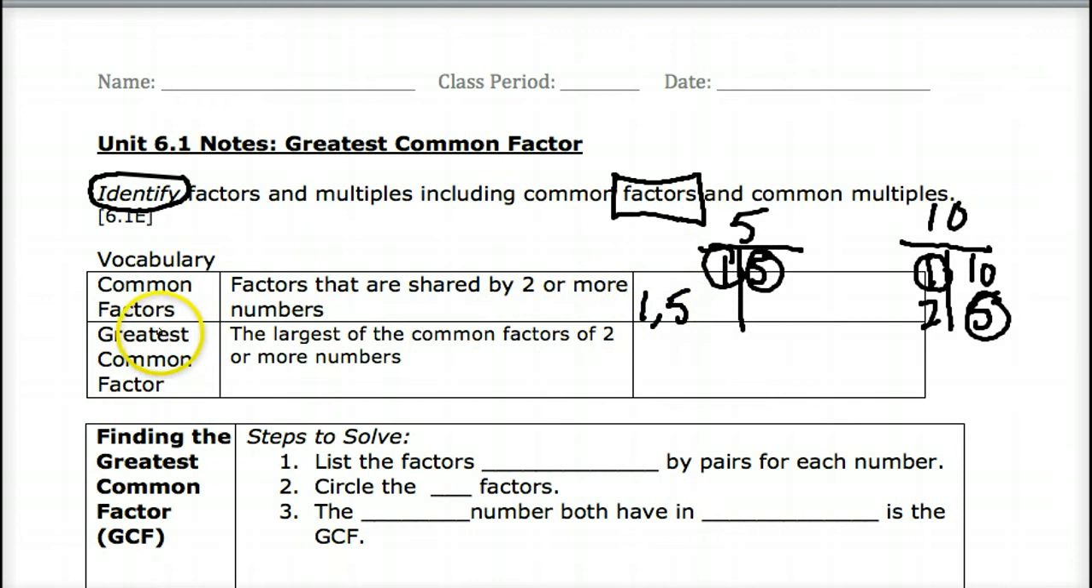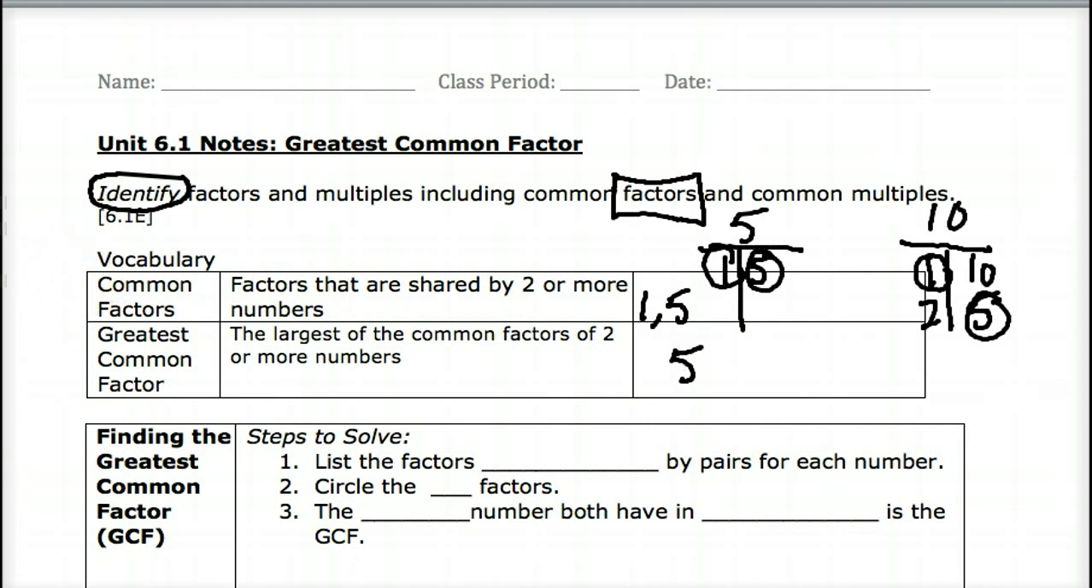Now the greatest common factor is the largest of the common factors of two or more numbers. So if we look at our common factors 1 and 5, we know that the greatest or the biggest number out of those two is the 5. So our greatest common factor would be the number 5. And we will go more into this as we work out some examples.